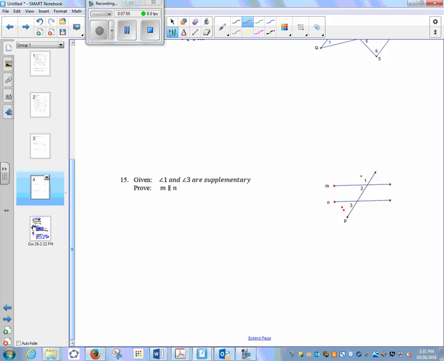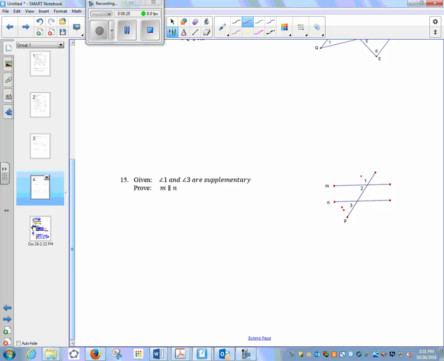1 and 3 don't have a special relationship. They're not one of those four types of angles. Which angles in this diagram would have one of those relationships? 2 and 3. What kind of angles are 2 and 3? Corresponding. So, right now, can I say 2 is congruent to 3? No. Why not? Why can I not say 2 is congruent to 3 right now?